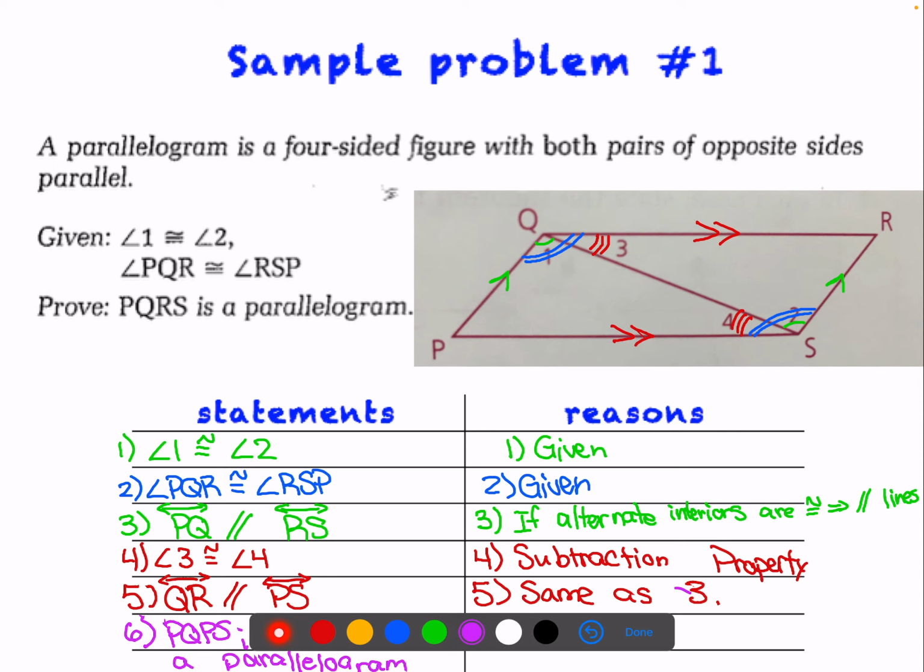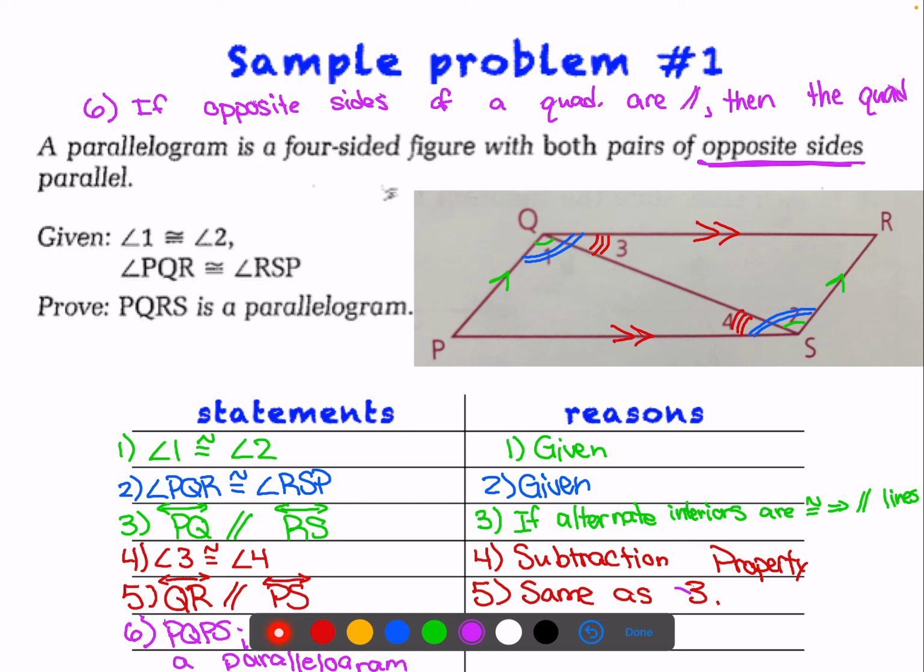And the reason that we can say that is if opposite sides of a four-sided figure or a quadrilateral are parallel, then the quadrilateral is a parallelogram. So let me go ahead and just write this up top. This is reason number 6. If opposite sides of a quadrilateral, and I'll just put quad here, are parallel, then the quadrilateral is a parallelogram.